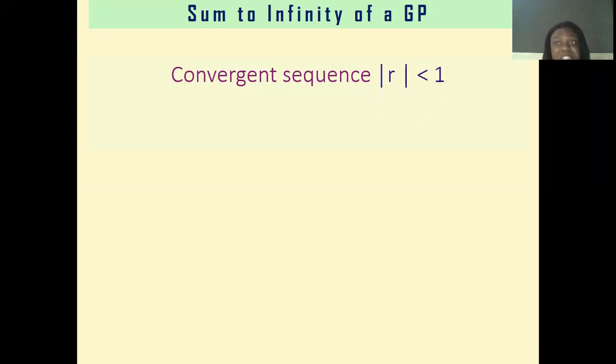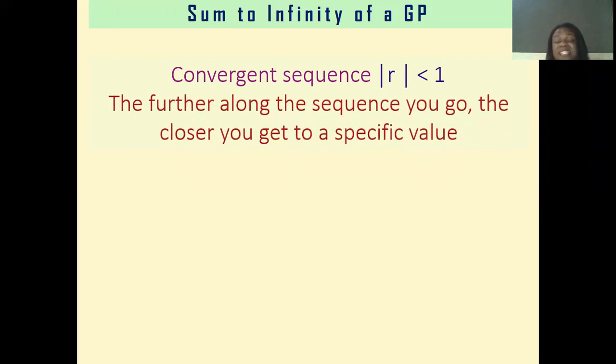First of all, there are 2 types of sequences in broad terms. We have the convergent sequence. The convergent sequence is characterized by a common ratio that is less than 1. And what does it mean? It means the further along the sequence you go, you would be able to sum up the terms and get closer and closer to a specific value. So the sequence converges.